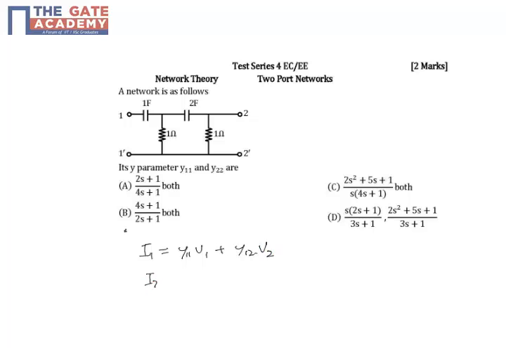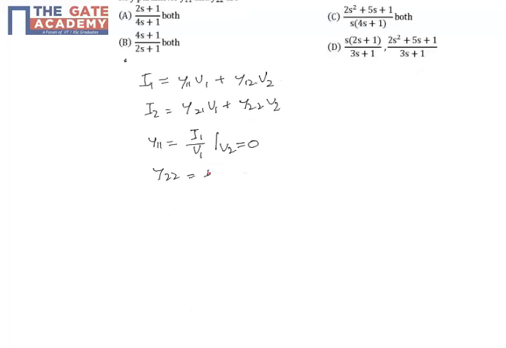I2 is equal to y21 v1 plus y22 v2, where y11 is equal to I1 by v1 when v2 is equal to 0, that is, when the output is short circuited. Similarly, y22 is equal to I2 by v2 when v1 is equal to 0.